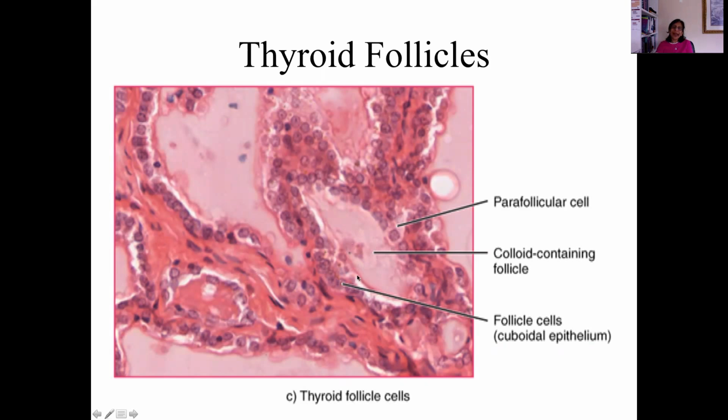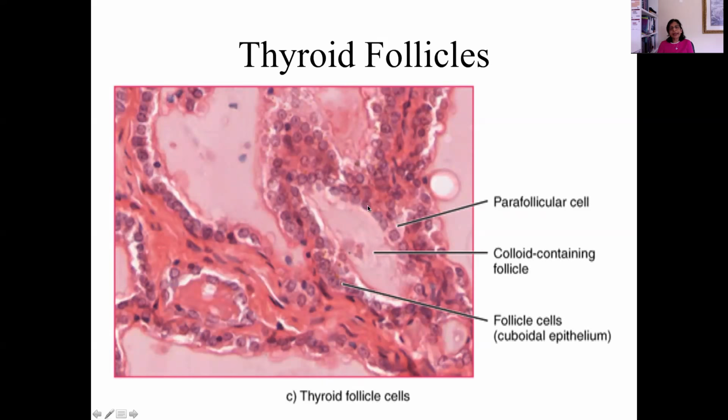That is colloid. Here and there, around the follicle, attached to the follicular cell, you may find the parafollicular cell, also called the C cell. These cells are important in the production of a hormone, calcitonin, which we talk about in a different video. But for now, let's talk about follicular cells.